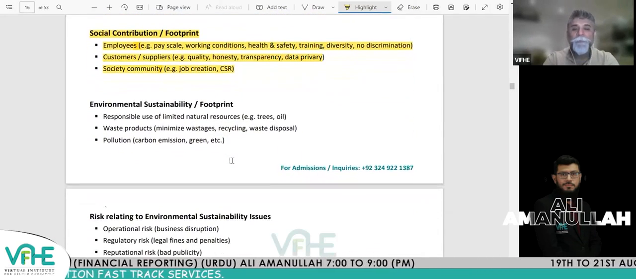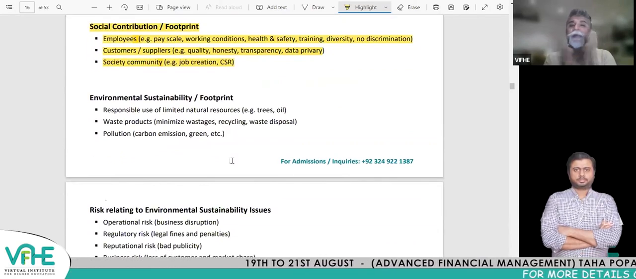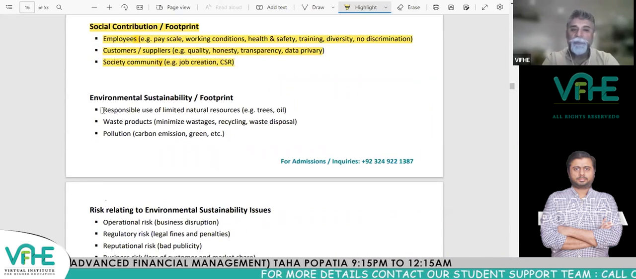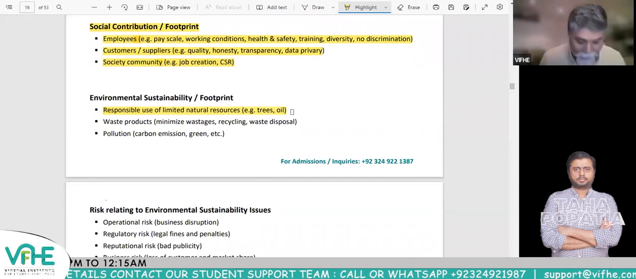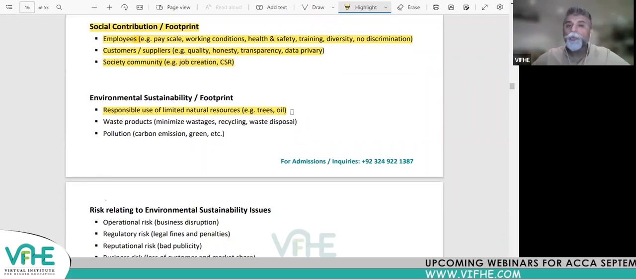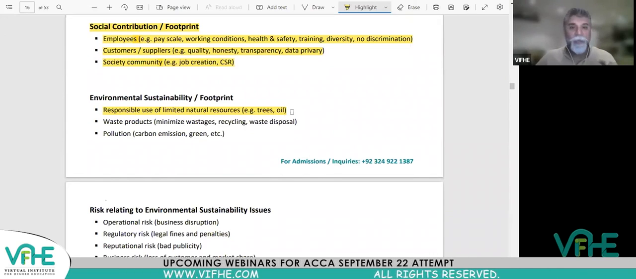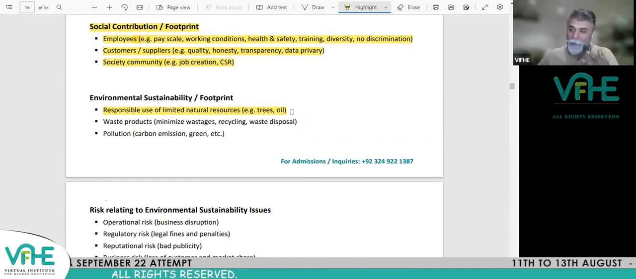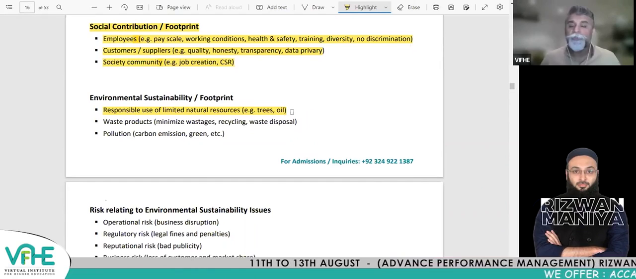But when we talk about environmental sustainability, again, there are broadly three areas of environmental scope in an organization. Responsible use of limited natural resources. That's one. An environmentally responsible organization will use natural resources very carefully. There are certain natural resources which are very limited, like oil, like trees. So a responsible organization will not misuse or overuse natural resources.